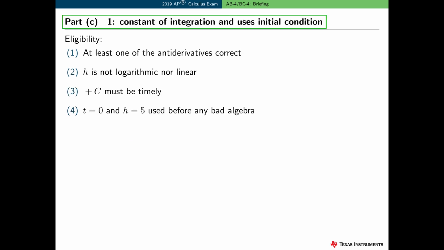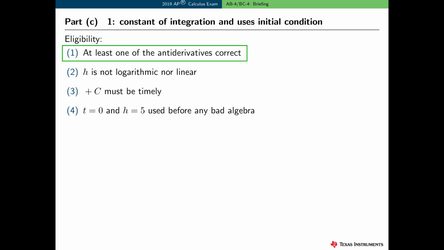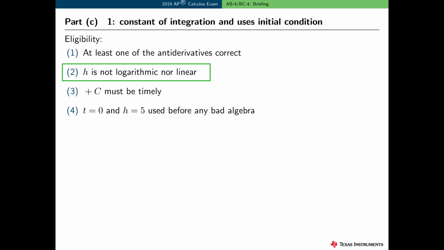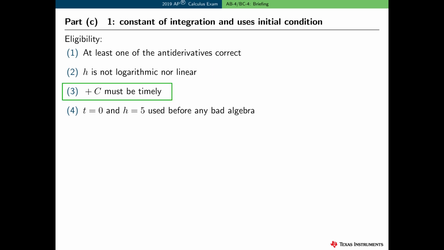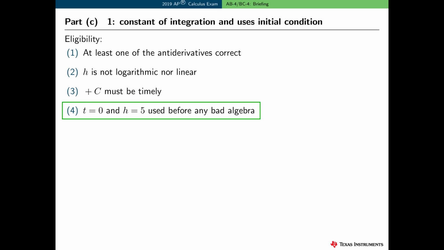The third point in Part C was for the constant of integration and using the initial condition. And there was also an eligibility criteria here. At least one of the antiderivatives must be correct. The variable h cannot be part of a logarithmic function nor a linear function. The use of the constant of integration must be timely. That is, it must be introduced at the correct point in the solution process. And the initial condition must be used before any bad algebra.